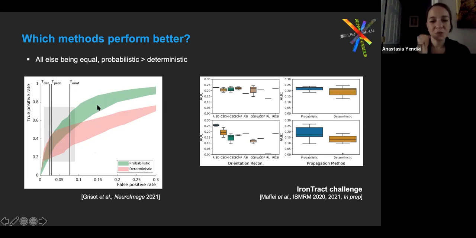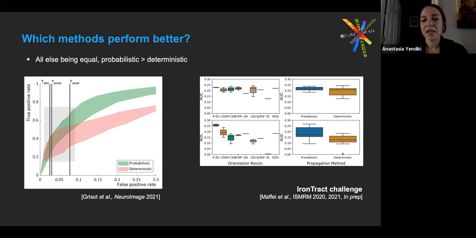So the ROC curves that you see here on the left, these shaded areas, the green one and the red one, are the areas that include ROC curves that were obtained with many different Q-space sampling schemes like single shell, two shell, DSI, and reconstruction methods, different types of methods for getting the ODF or the crossing fibers, etc. So overall, of these different orientation reconstruction methods and Q-space sampling schemes, all else being equal, probabilistic does better than deterministic.